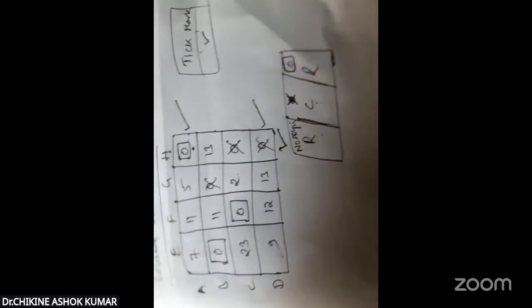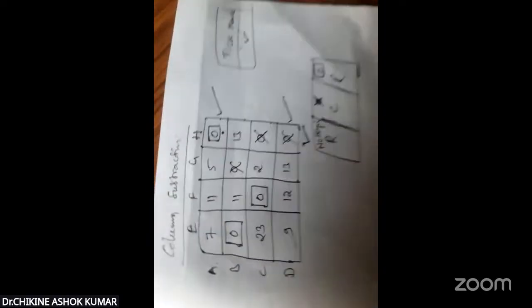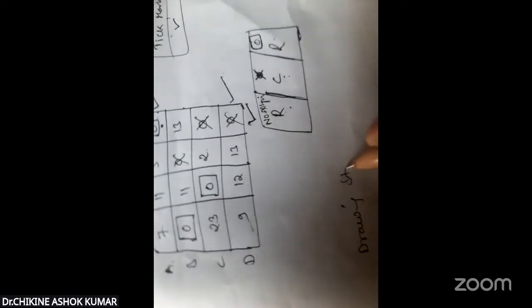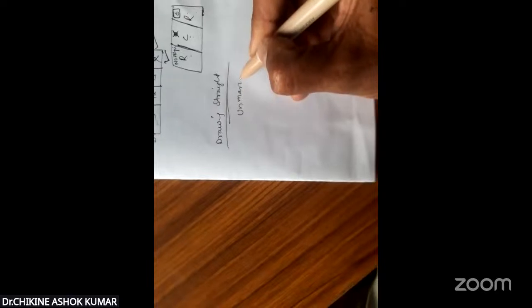Once the tick mark is completed, are you listening? Once the tick mark is completed, then go for drawing straight lines. I will explain how we are going to draw the straight lines. Draw the straight lines through unmarked rows and marked columns. Use this principle for drawing the straight lines. So unmarked rows, marked columns.